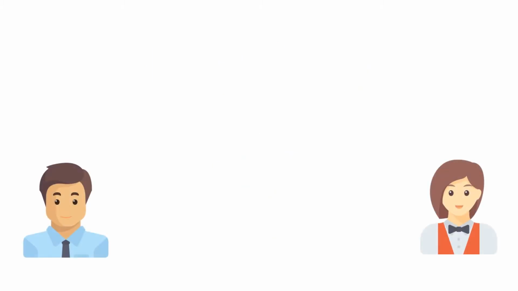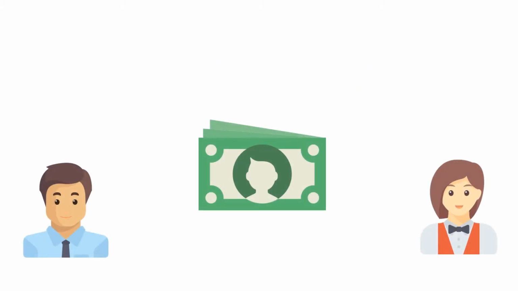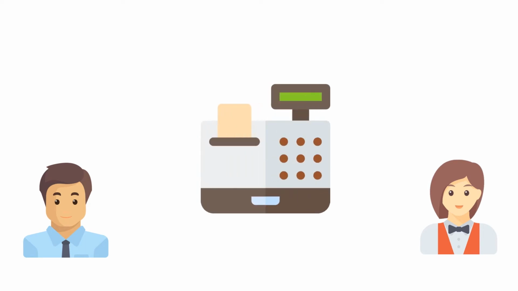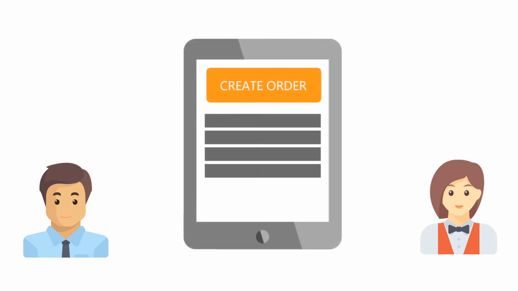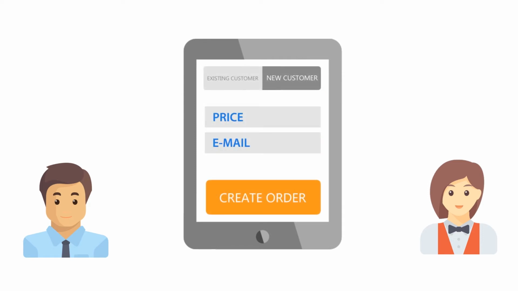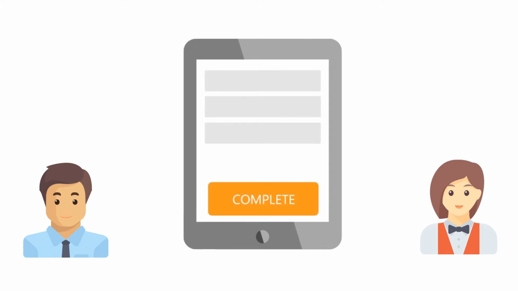So at this point, the customer puts the €5 on the table, and the waiter runs the order through the register as usual. Then the waiter opens up his CapriPay account on the app or on the website, goes to the order section, and selects new customer. He completes the form by entering the order price and the customer's email.